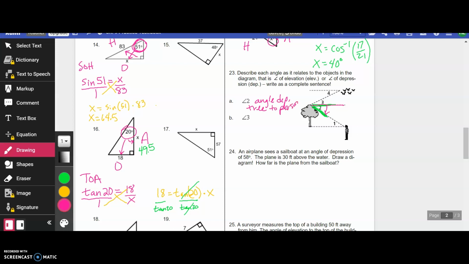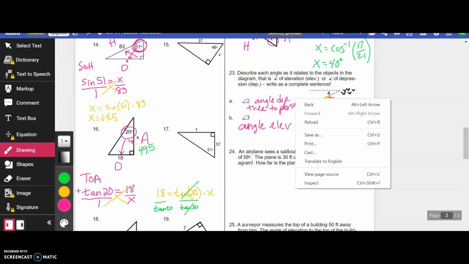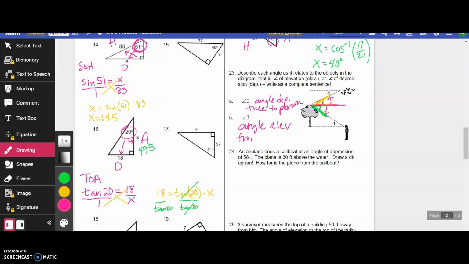Okay, the last one there, angle 3. So angle 3 is right here. Okay, so again, look at your line of sight. So that's this horizontal. Okay, how do I get to the other yellow part? Well, I would need to go up. So angle 3 is an angle of elevation, right, from the tree to the birds.